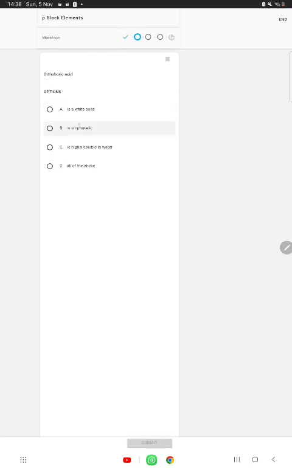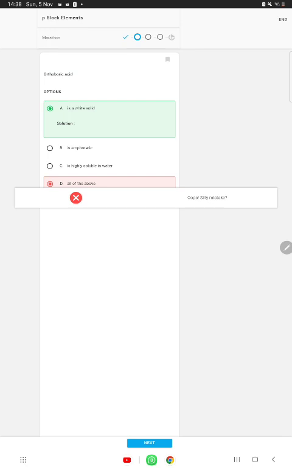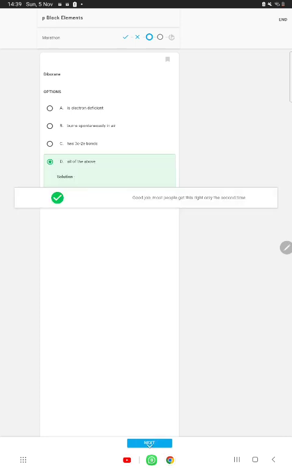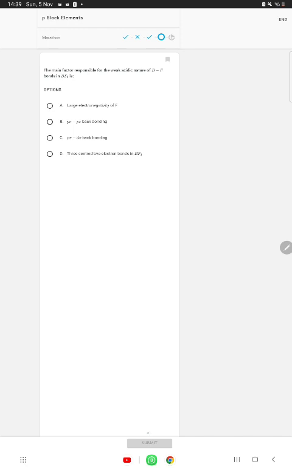Orthoboric is a white solid. Is amphoteric, highly soluble in water. Orthoboric is a white solid, amphoteric. Is highly soluble, all of them. Is white solid, देखो तो. Diborane, 3 center 2 electron bond. The main factor responsible for weak acid p-pi back bonding.